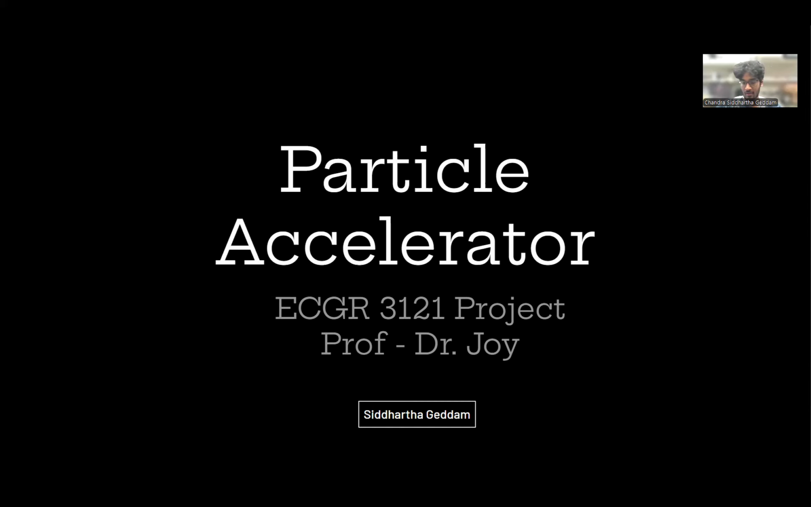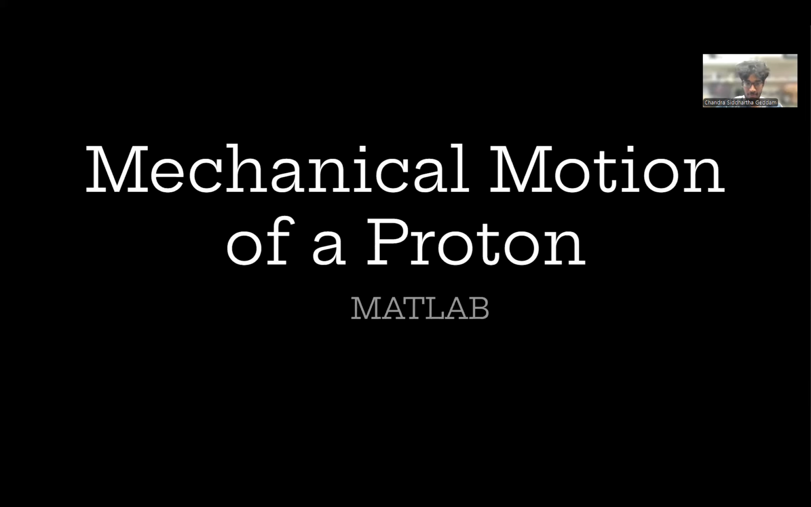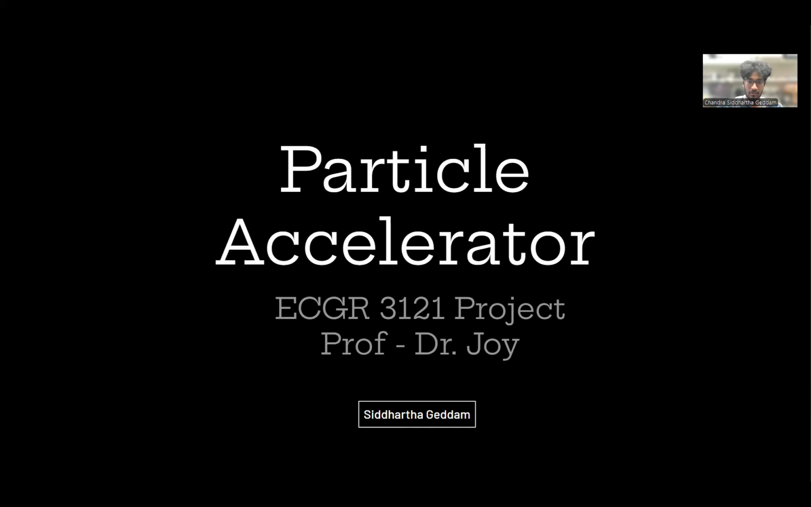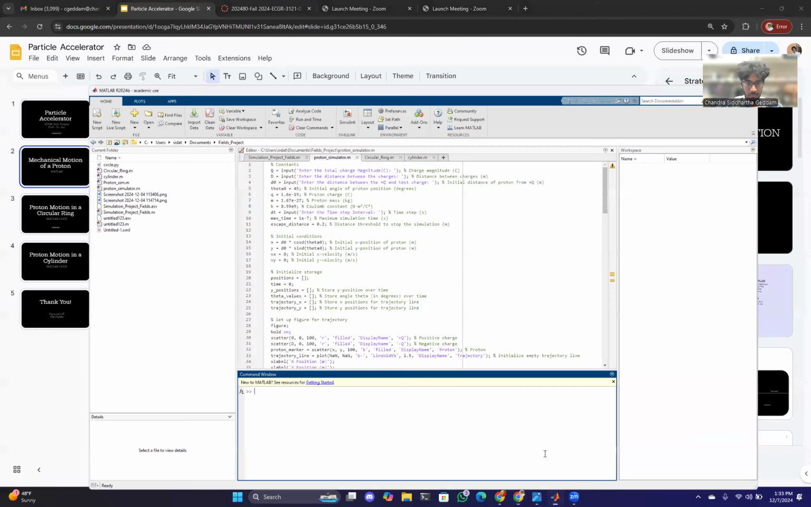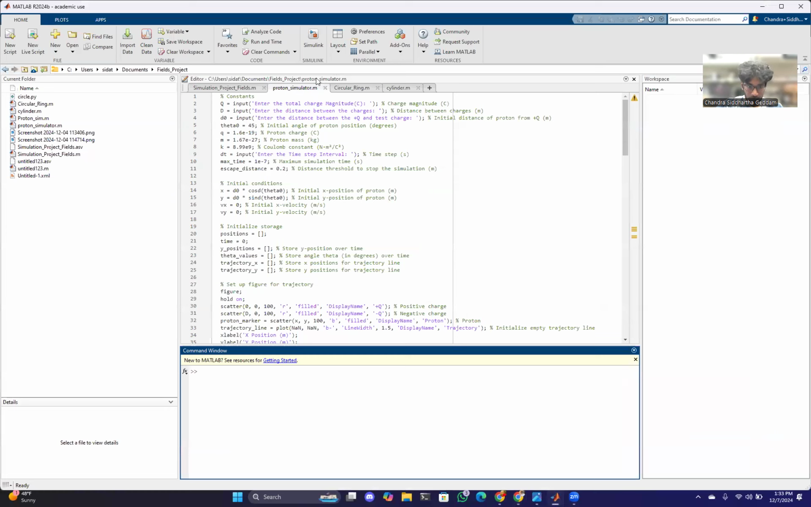In the very first step, let us see a simple mechanical motion of a proton where it is placed between two extreme charges, one being positive and negative, with a certain distance. So let us see how it goes. I'll go to MATLAB, and this is the proton simulator code that I wrote.